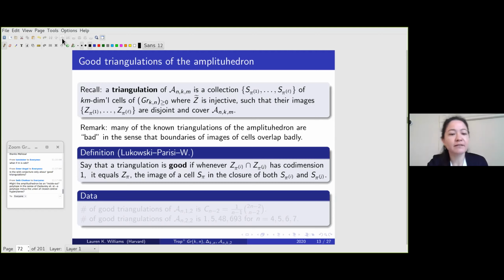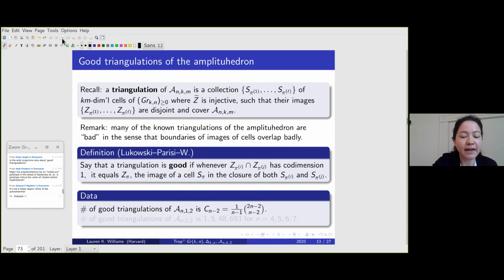And one can look at some data, and if you look at the number of good triangulations of the amplituhedron A_{n,1,2}, you get the Catalan number, which is given by this formula.